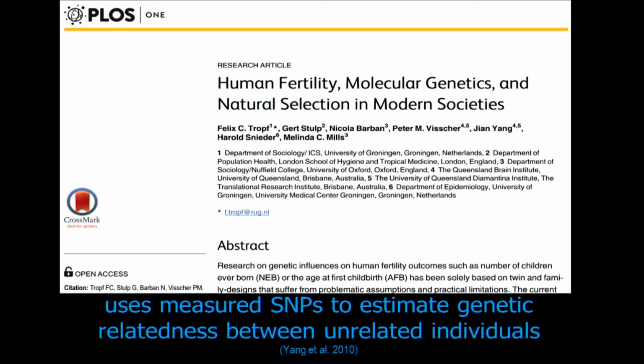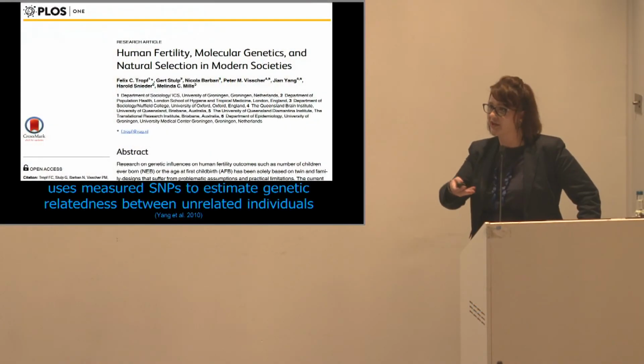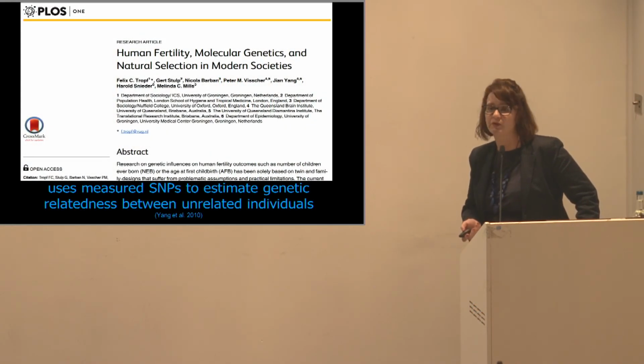So what we look at is age at first birth and number of children ever born in many of our studies. And after we conducted some of the twin models, we realized that we have whole genome data, so we can actually look at individuals who are unrelated and look at the genetic relatedness between them. So that's these GCTA or GREML models.